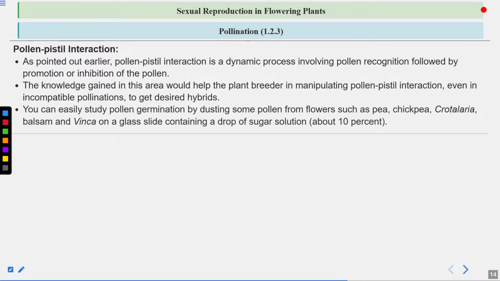So you can easily study pollen germination by dusting some pollen from flowers such as pea, chickpea, Crotalaria, balsam and vinca on a glass slide containing a drop of sugar solution. You can make a 10% sugar solution, take a drop of it on the glass slide, and put some pollen grains from the pea plant, chickpea plant or Crotalaria plant. Okay. And you can see what happens under the microscope.